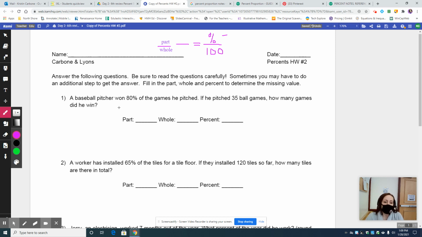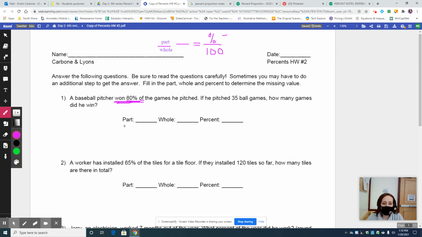So number one says a baseball pitcher won 80% of his games. So underline that. He won 80%. That's a pretty good percentage. That means he won more than he lost, right? If he pitched 35 ball games in total, how many games did he win?